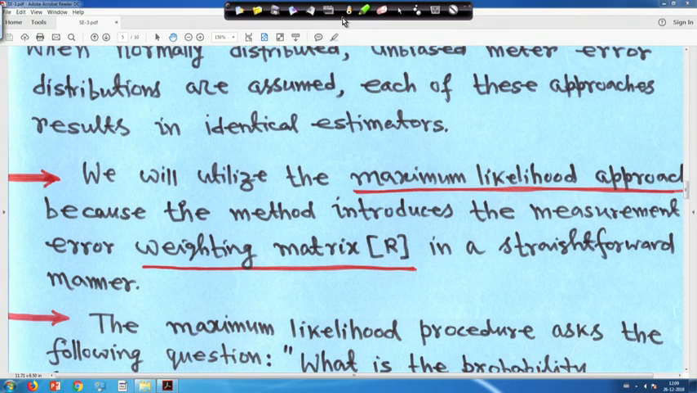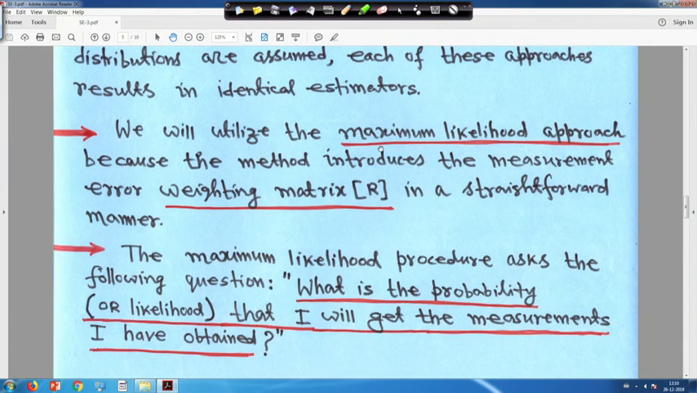Sometimes when I am writing it, it is actually the R matrix, but later we will use R only. So, understandable, right, just put in bracket that shows that it is a matrix. So, we will utilize the maximum likelihood approach because the method introduces the measurement error weighting matrix R in a straightforward manner. Sometimes I will simply write R, but here I have put it in bracket to show that it is a matrix.